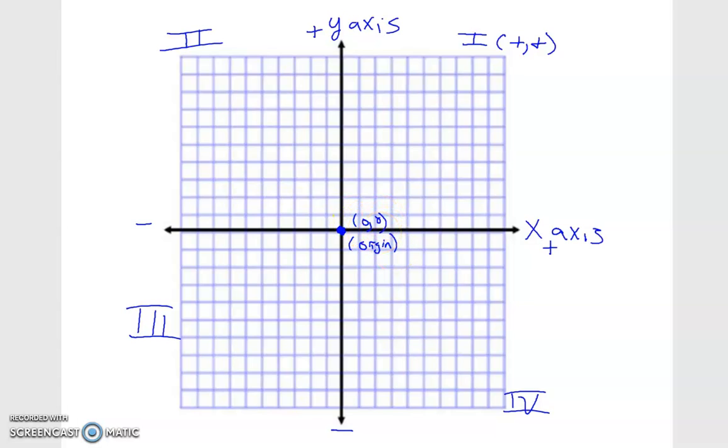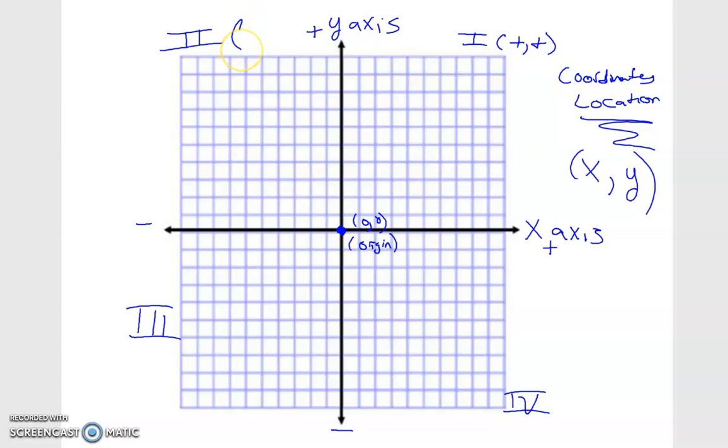So now let's look a little bit more at the coordinates. The coordinates are going to give you the location of a given point. And when we list the coordinates, the x coordinate is always listed first, the y coordinate is always listed second. So as I said, in the first quadrant, our coordinates are always going to be positive and positive. In the second quadrant, they are going to be negative and then positive.